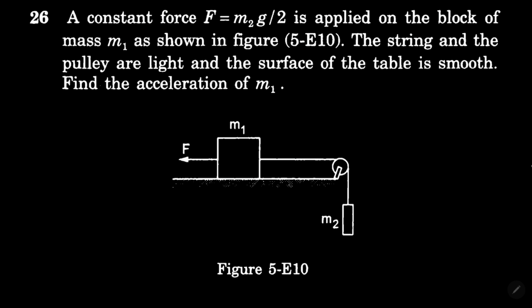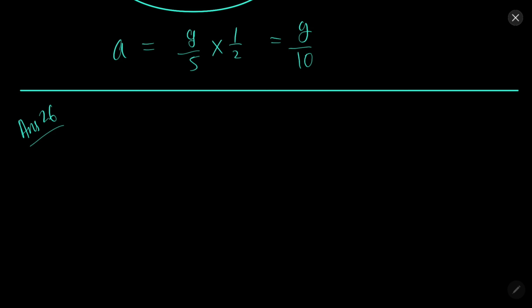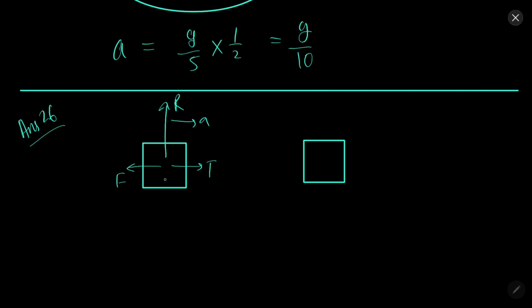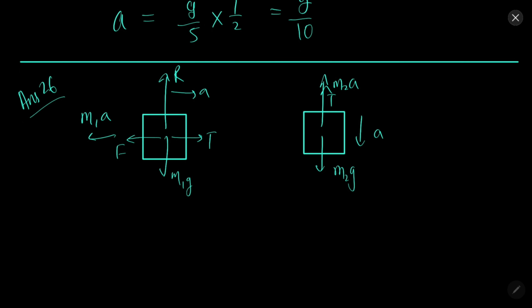In question 26, a constant force is applied on the block. The string and pulley are light and the surface of the table is smooth. We need to find the acceleration of m1. So this is the 26th one. Again, let's draw the forces on the two bodies. So F, obviously T, acceleration is here, R normal force, weight m1g, weight m2g, tension, and m2a the force, acceleration downward, acceleration in this direction, so m1a here. So these are the forces.